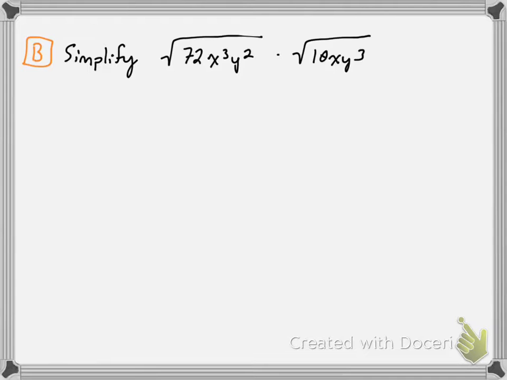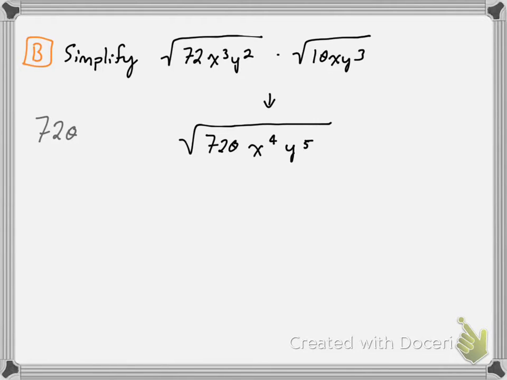The last problem we're going to look at is simplifying two radicals multiplied together. Here I want to simplify the square root of 72x cubed times y squared times 10xy cubed. Since they're both being taken to the square root, I can multiply everything under the radical and rewrite this as the square root of 720 times x to the 4th times y to the 5th. Since I'm taking the square root, if you can think of a perfect square that goes into 720, you can skip the prime factorization step.